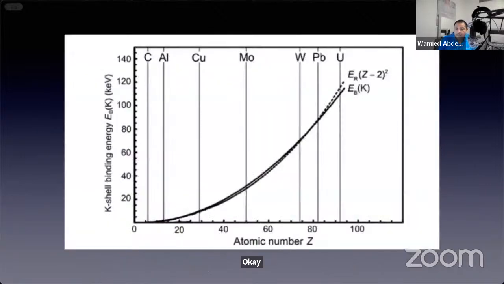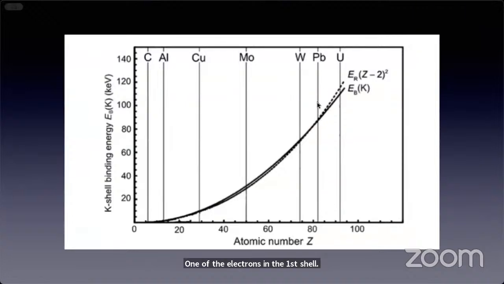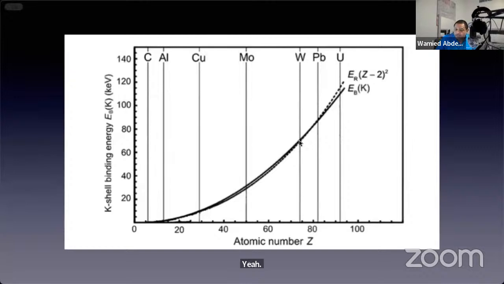If we look at, for example, the energy required to knock out a K shell electron: lead has 82 electrons, and if we want to knock out not the outer shell but one of the electrons in the first shell, we will need 88 keV. Much higher energy. For tungsten, the energy is about 70 keV. If we go to lower Z, copper, for example, we need 9 keV. You see the difference? It's an order of magnitude different.